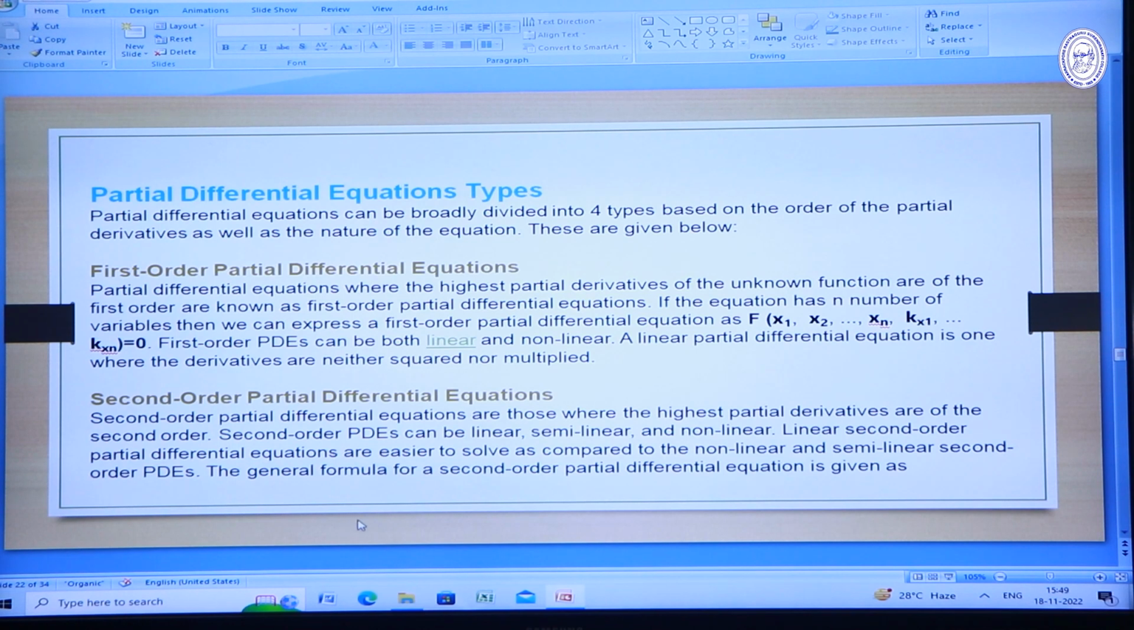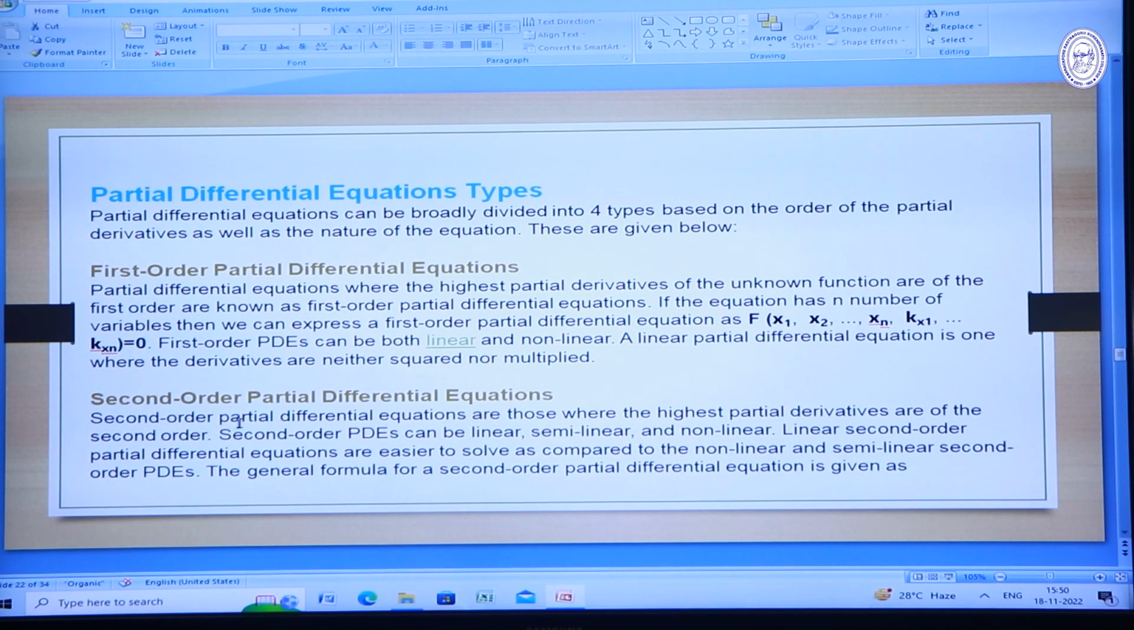Partial differential equation types. Partial differential equations can be broadly divided into 4 types based on the order of partial derivatives as well as the nature of the equation. These are given below. First order partial differential equation: partial differential equations where the highest partial derivatives of the unknown function are of the first order are known as first order partial differential equations. For example, this is a first order partial differential equation in the form.